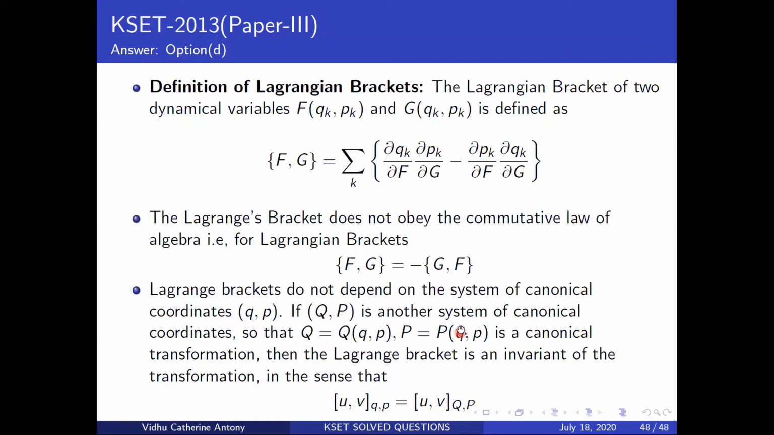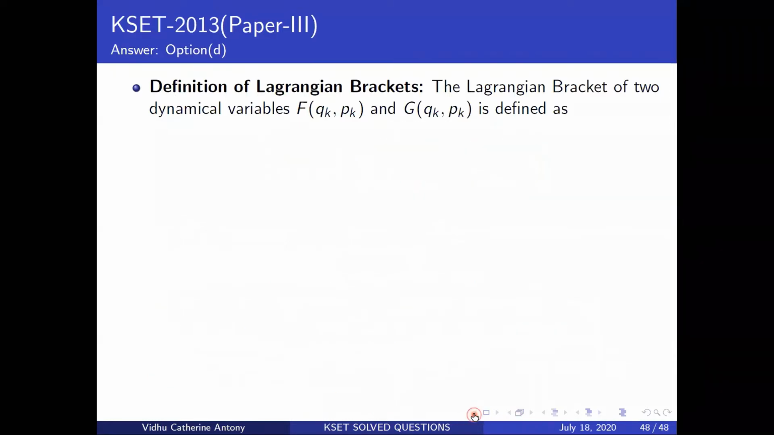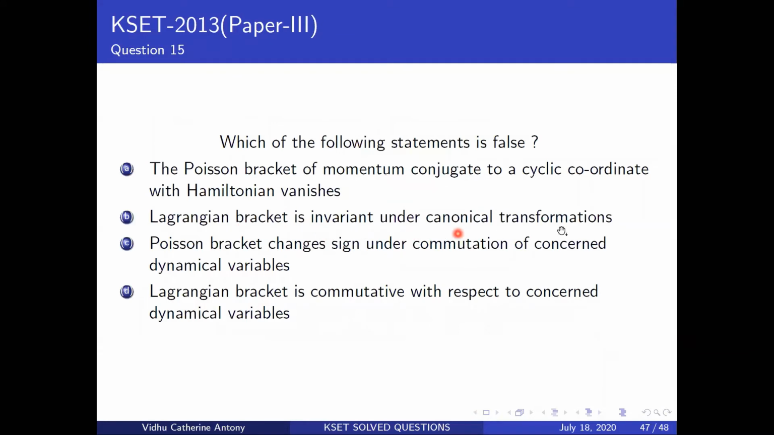Okay, so here the Lagrangian brackets do not depend on the system of canonical coordinates. If P, Q is another system of canonical coordinates, so that Q is equal to Q of q, p and P is equal to P of q, p is a canonical transformation, then the Lagrange bracket is an invariant of the transformation. So what does that mean? Basically if you have your u and v, or your p and q in the first system and your u and v in the second system, what you're finding is going to be equal. Okay, so that's what your second line means here. Lagrangian bracket is invariant under canonical transformations. It does not change when you transform your coordinates from p to q and q to p.